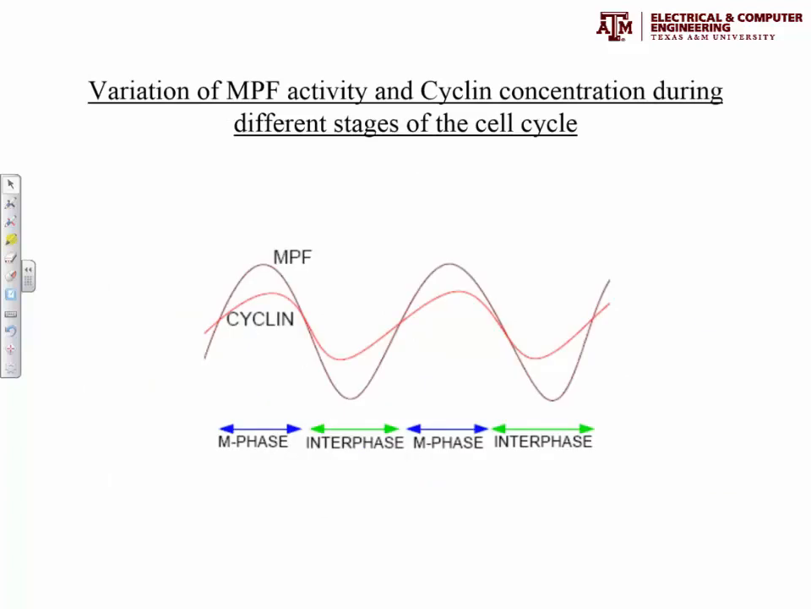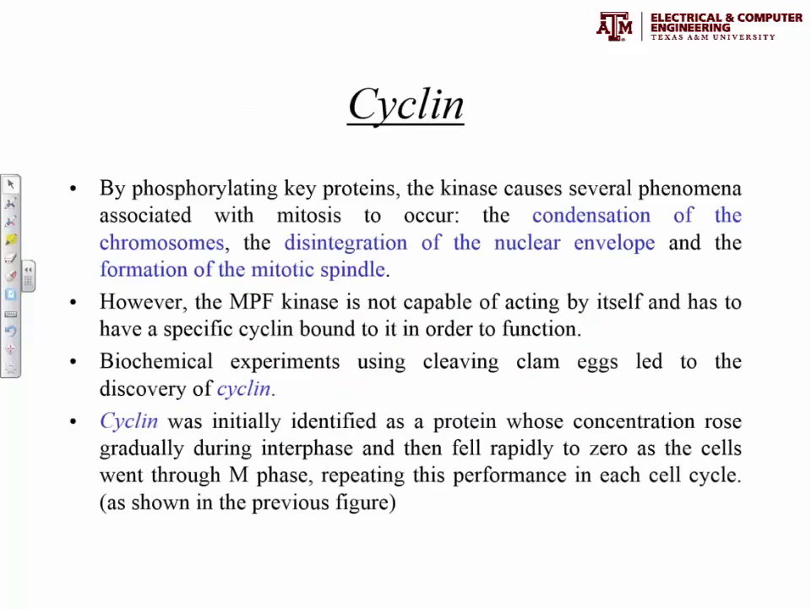And the activity varies like this. The M-phase promoting factor activity increases rapidly at the start of M-phase, so it will drive cells into M-phase, and immediately after M-phase it falls also very rapidly. You can see between one M-phase and the next, you have the interphase. The concentration of cyclin gradually builds up during interphase, and then it peaks during M-phase, and then it comes down very rapidly. Again, it gradually builds up. We'll try to explain how that's happening.